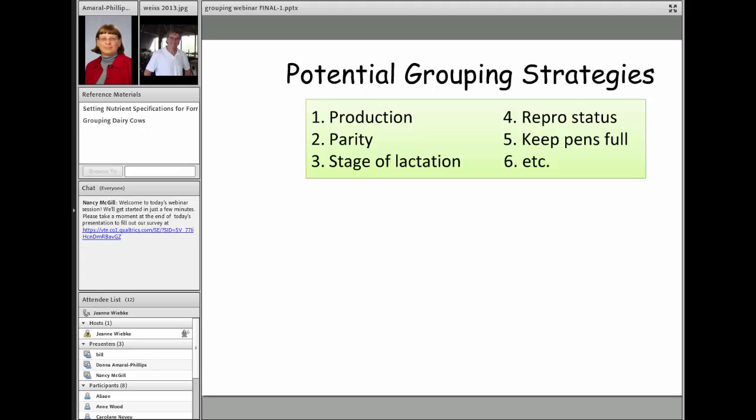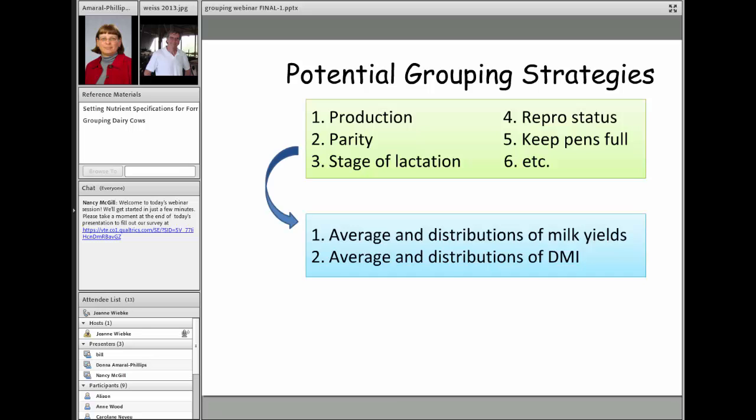I am not going to talk about why you should group cows. There are lots of different reasons, but what I do want to talk about is how the decision you make to group is going to affect the numbers you put into this ration software. We can group by production, parity, or stage of lactation. If you group by production, for example, the distribution of milk yields within that pen will be different than if you group by parity.